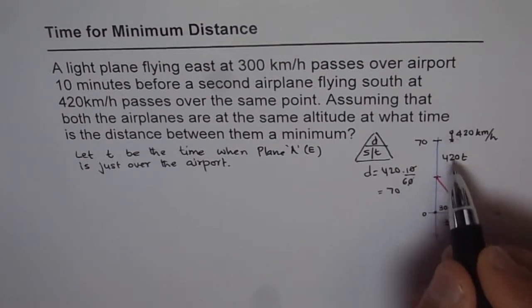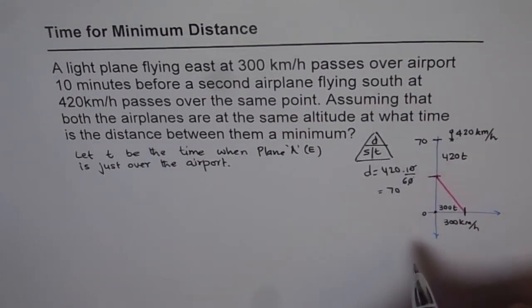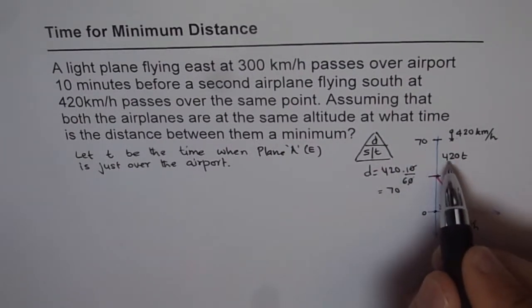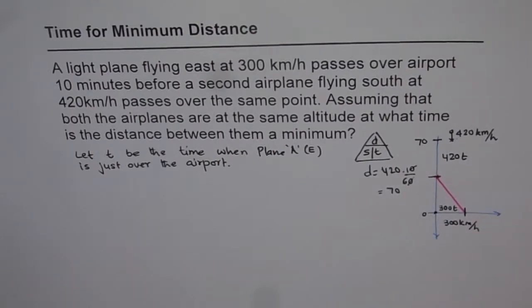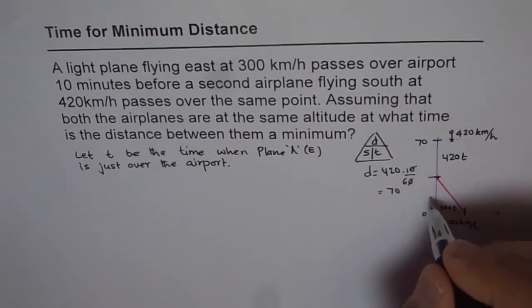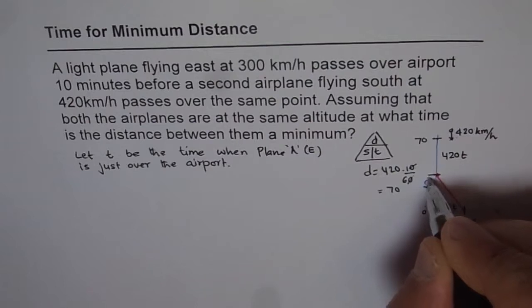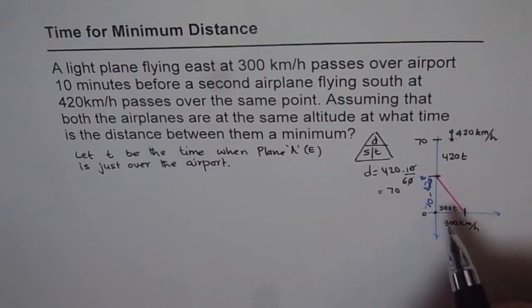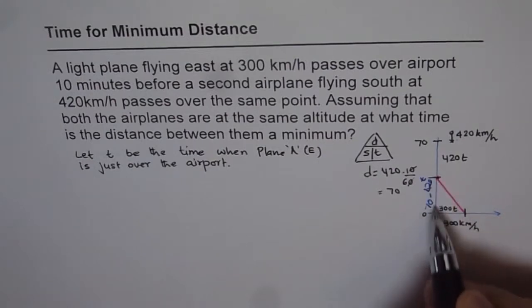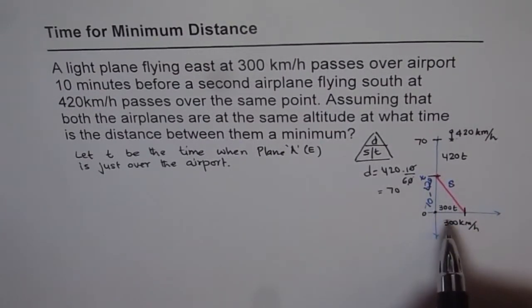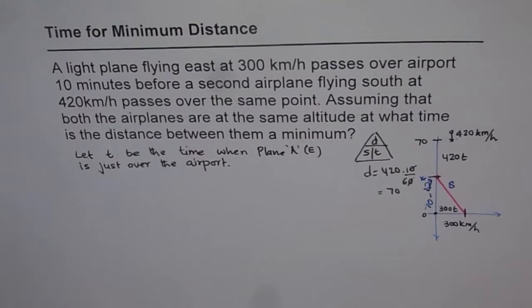Now, if it covers 420t, and earlier it was 70 kilometers away, what is this distance from here to here? That distance will be 70 minus 420t. So we'll write it in a different way so it doesn't get confused. We can write this as 70 minus 420t, okay? So that is this distance. Now here we have a right triangle, right? In the right triangle we know the two sides. So let s be the distance between them. It is the square root of this square plus that square, correct? I hope you get the formula.